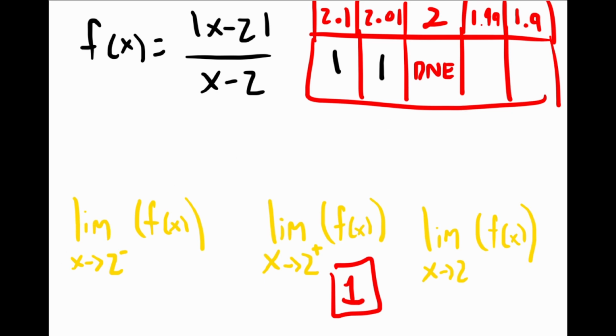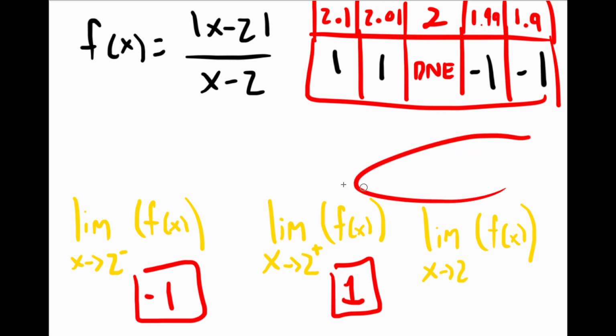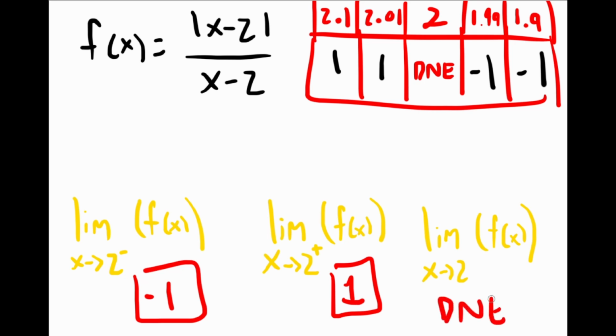So since it approaches negative 1, we're going to say for the limit as x approaches 2 from the left hand side, that is going to be equal to negative 1. Just by using this table, we were able to find these one-sided limits. And we already know as x approaches 2, it doesn't even exist. So we are just going to say does not exist.